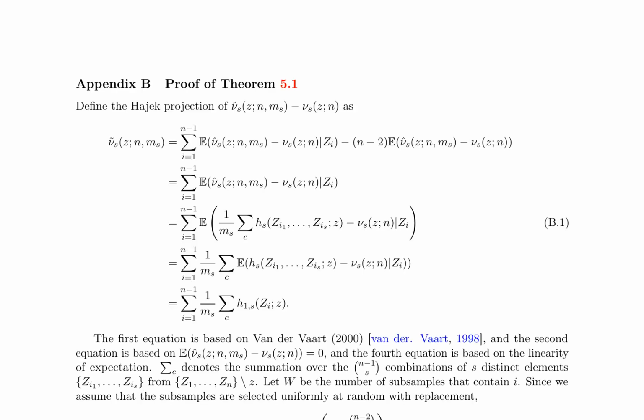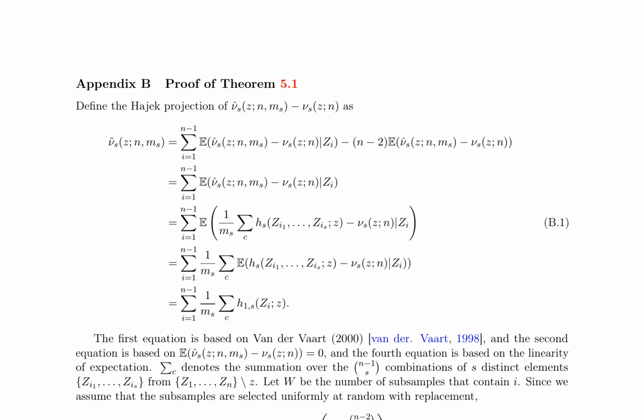It ensures that the central limit theorem can be applied to the proposed estimator, allowing for the derivation of its asymptotic distribution. The condition's validity under the specified assumptions provides a foundation for the subsequent analysis and conclusions drawn from the paper. Theorem 5.1, a crucial component of this research, is proven in the appendix. The Hayek projection of ν_{s,z,n,m_s} minus ν_{s,z,n} is defined as ν_{s,z,n,m_s}, leveraging mathematical equations and expectations, as established by van der Vaart, 2000, and van der Vaart, 1998.